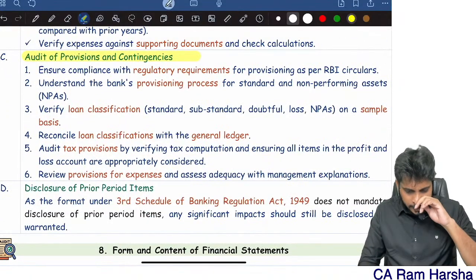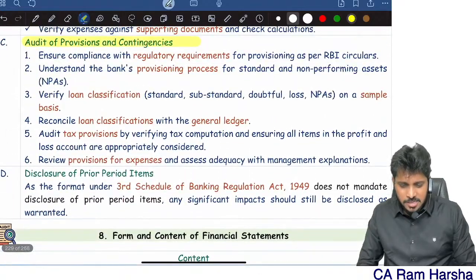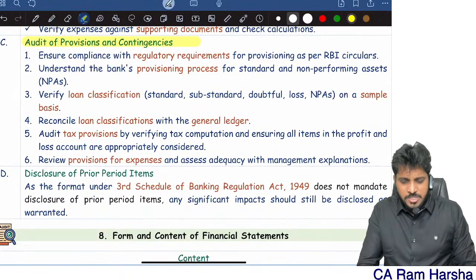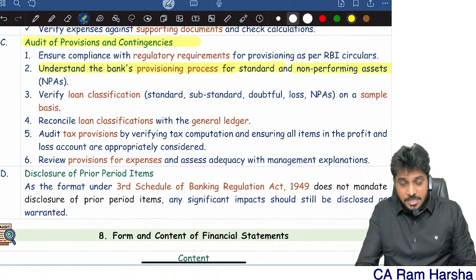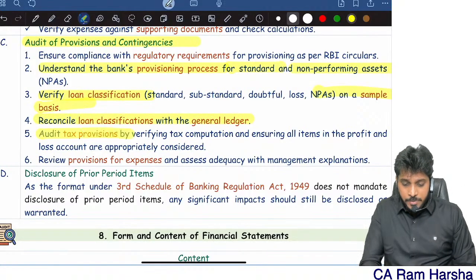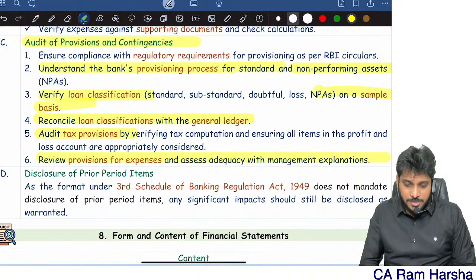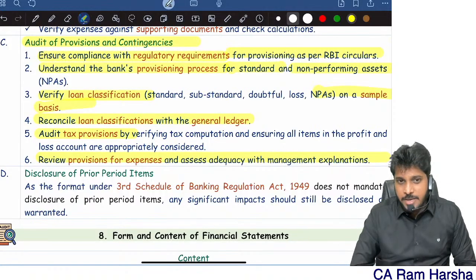Audit of provisions and contingencies is one of the topics they have asked in an exam. I think this is not a big deal. Provisions means what? Understand the bank's provisioning process for standard assets and non-performing assets. Verify whether loan classification is correctly done or not. Reconcile loan classification with the various general ledgers. Audit tax provisions also. Review provisions for various other expenses. See that provision is calculated as per regulatory requirements and RBI circulars.